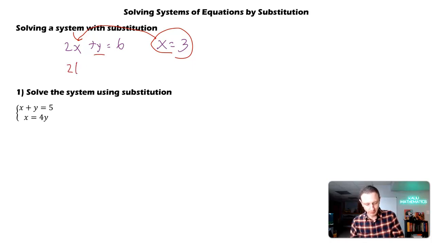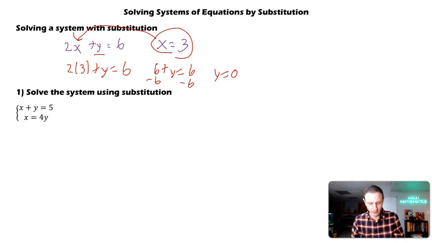So that would be 2 times 3 plus y equal to 6, and then you would just solve for y. In this example that I just made up, 2 times 3 is 6, plus y equal to 6. Then you subtract 6 from both sides and you get y is equal to 0. So that's how substitution works. That's the process of substitution.